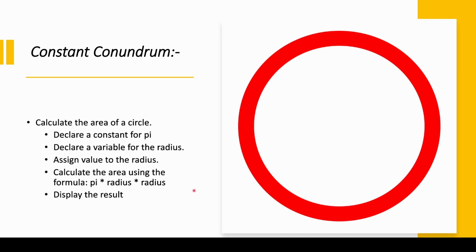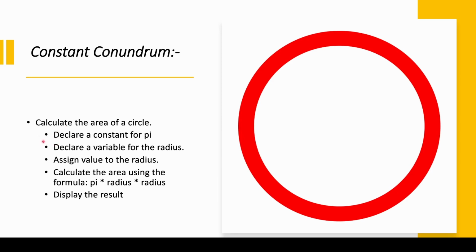Our next section is a game called Constant Conundrum. In this game, I will give you a task. The task is to calculate the area of a circle. Here is the catch: you have to write a program to calculate the area of a circle, and you have all these tasks to perform.